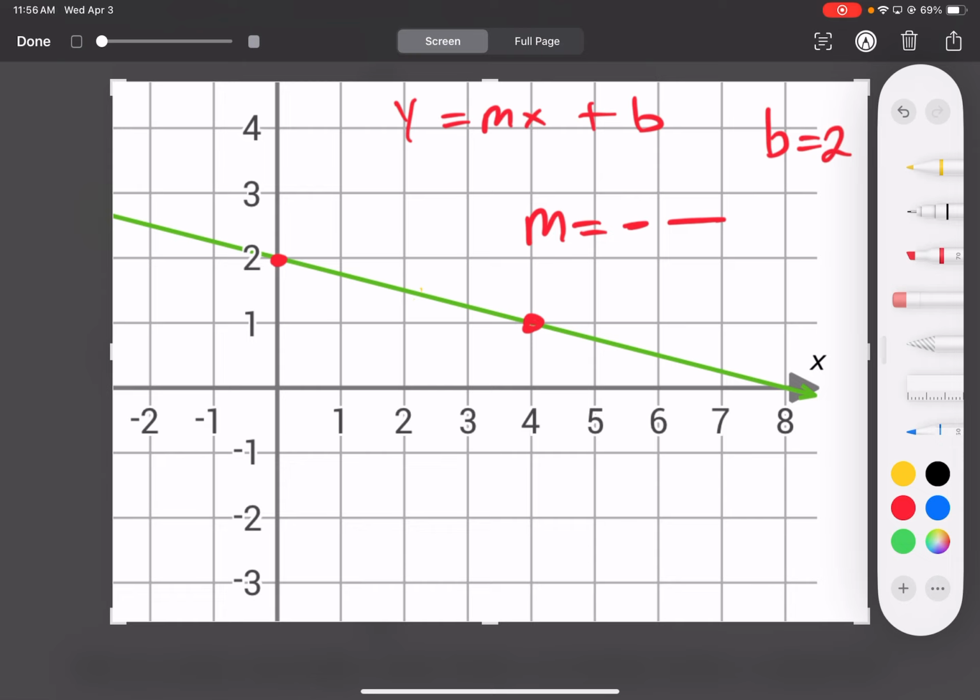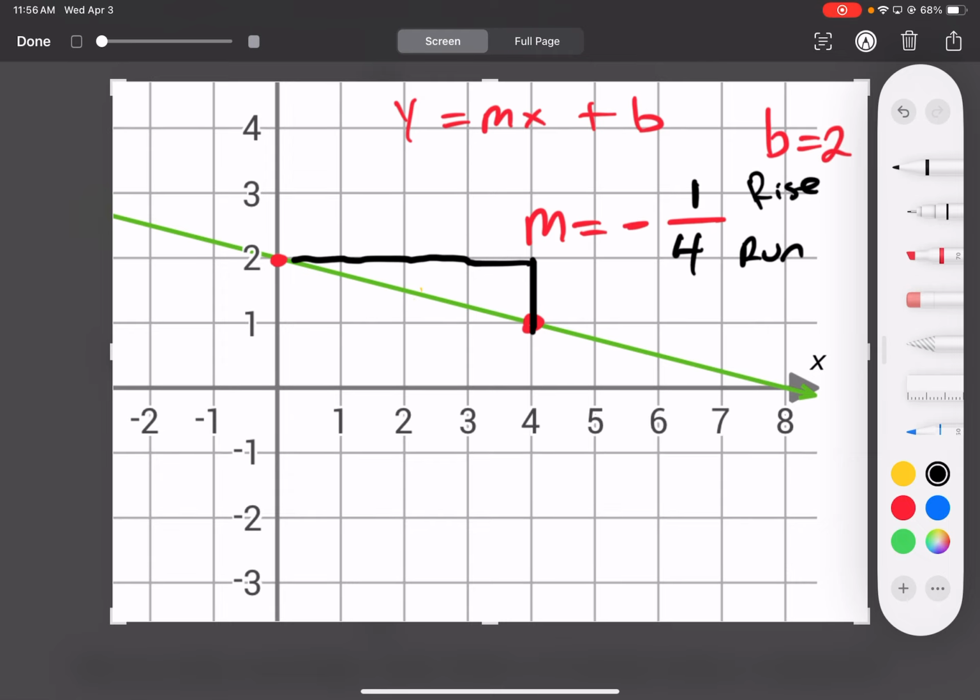Now let's count. You rise up and down, you run left to right. So your rise is at the top, and the run is at the bottom. So now let's count the rise. Look, up 1. Now let's count the run. Let's count together. 1, 2, 3, 4.